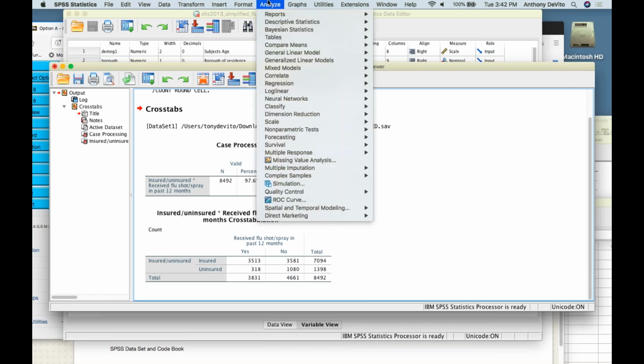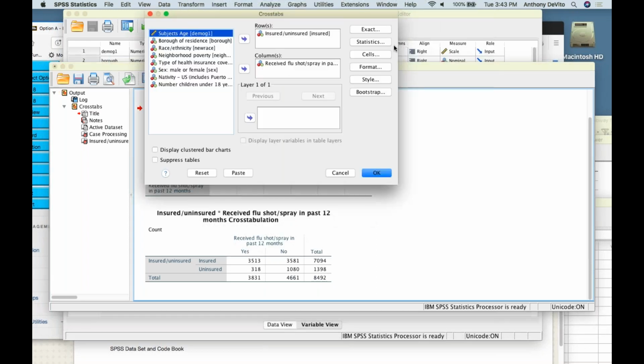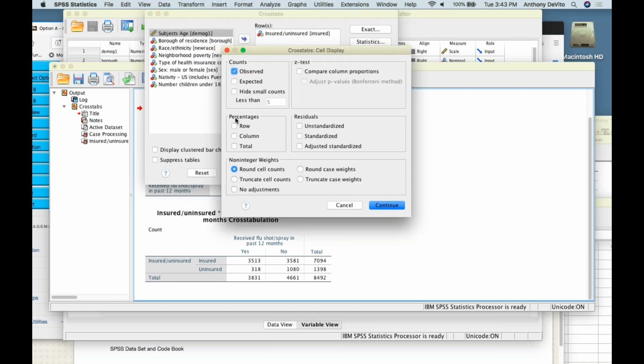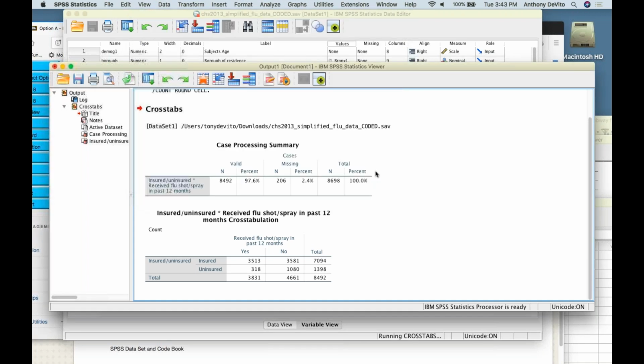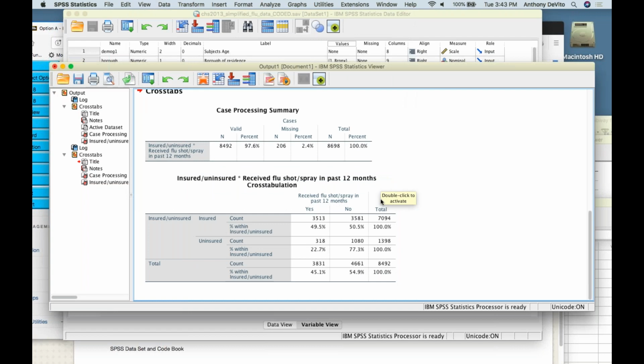One of the things I could do is go into descriptive statistics, crosstabs again, and go into cells. Show me the percentages by rows. I might not pick expected values. Expected values might be interesting, but SPSS is going to do that calculation for you. I'm going to click OK. You can build these things one step at a time if you want. 49% of people who were insured in this survey got a flu shot. Only 22.7% of those uninsured did.